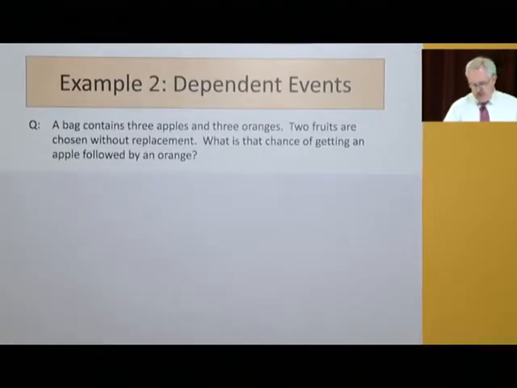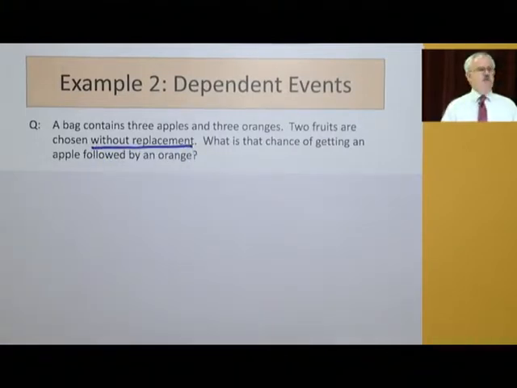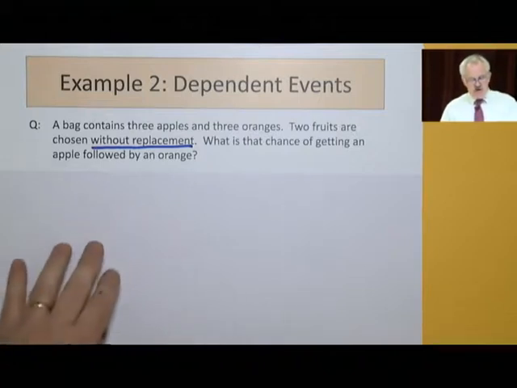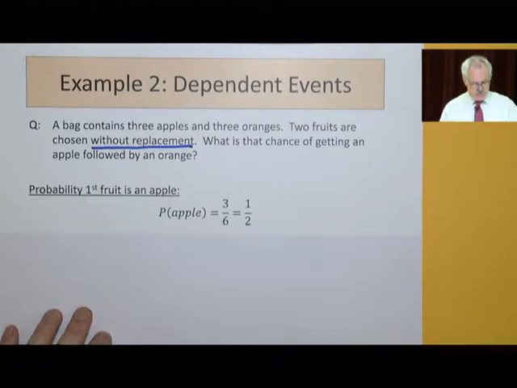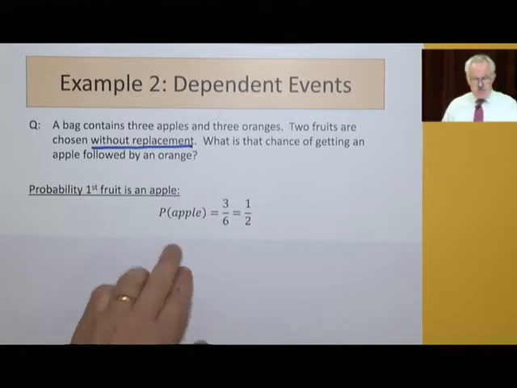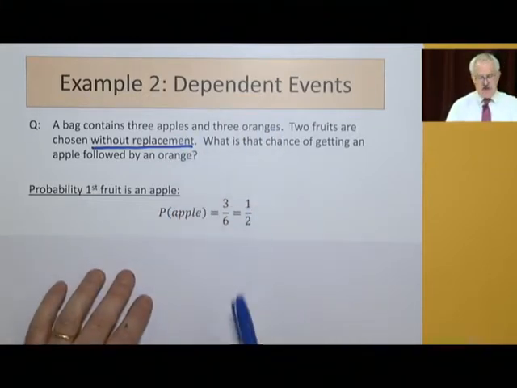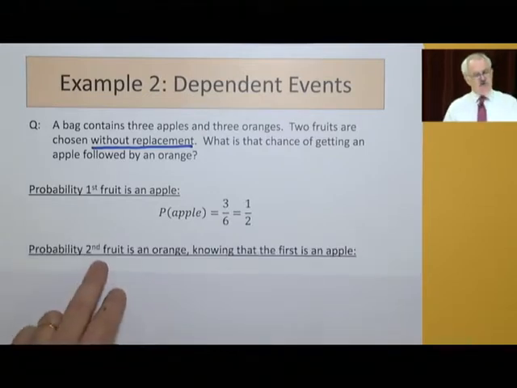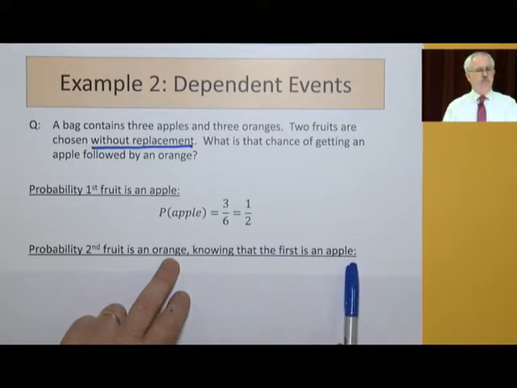So here we've got an example. A bag contains 3 apples and 3 oranges. 2 fruits are chosen without replacement. That term is regularly used in the exams. What is the chance of getting an apple followed by an orange? The probability that the first fruit is an apple is 3 over 6, because there were 3 apples and 3 oranges, so that's a half. What's the probability that the second is an orange, knowing that the first is an apple?